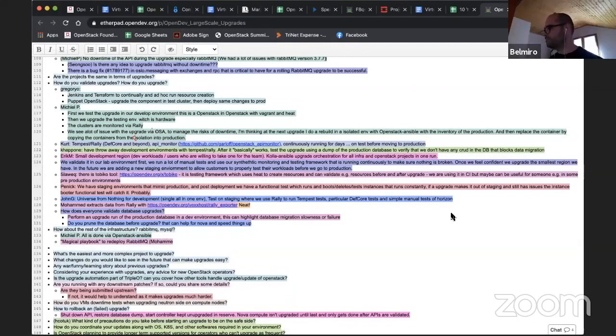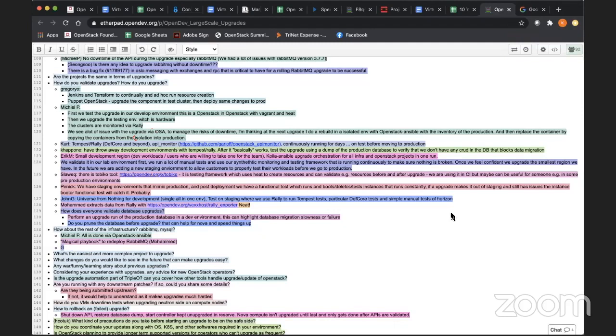Okay, so you have the magic playbook. Nice. Yeah, the magic playbook is nothing but the OpenStack-Ansible deploy playbook with a bootstrap flag on, and that's it.